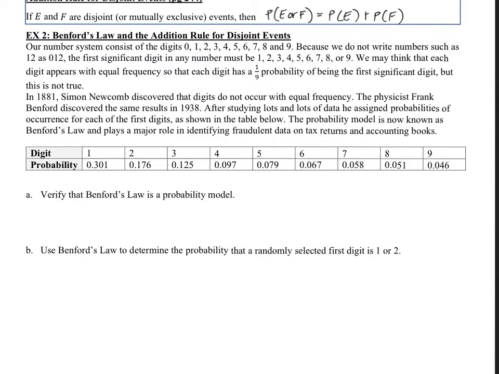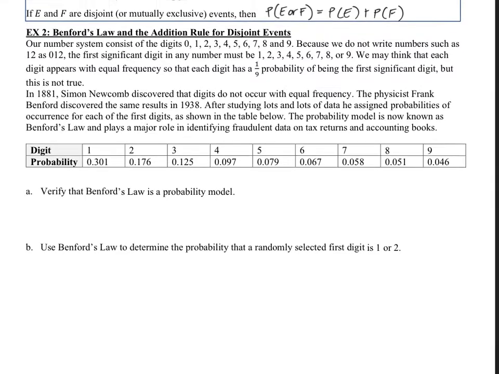Interesting, huh? In 1881, Simon Newcomb discovered that the digits do not occur with equal frequency. The physicist Frank Benford discovered the same result in 1938. After studying lots and lots of data, he assigned probabilities of occurrence for each of the first digits, as shown in our table below. The probability model is now known as Benford's law, and plays a major role in identifying fraudulent data on tax returns and accounting books. That is interesting.